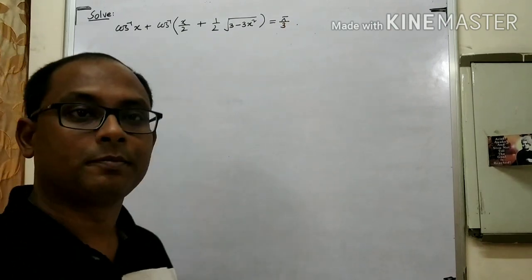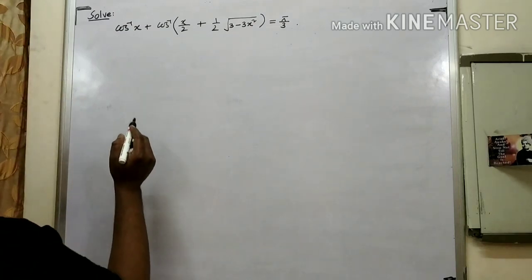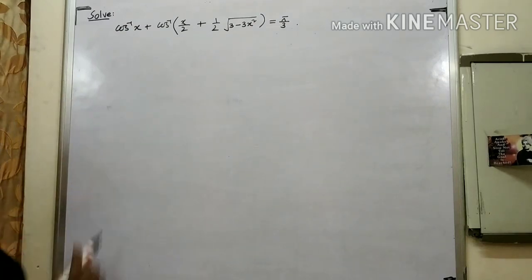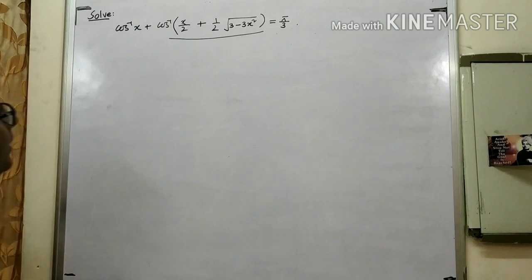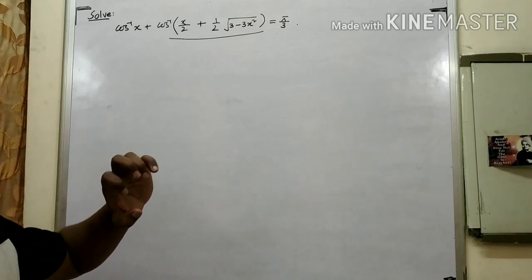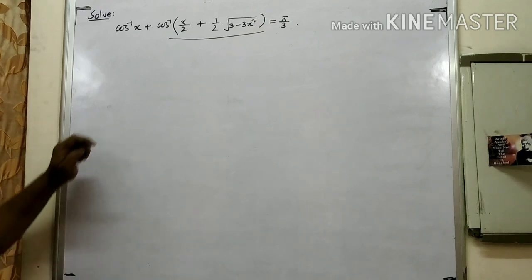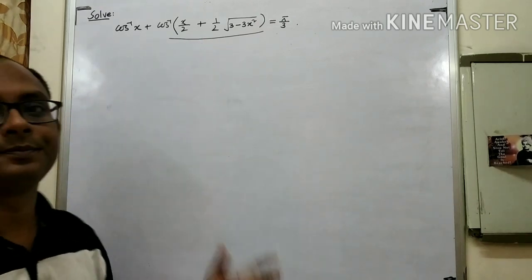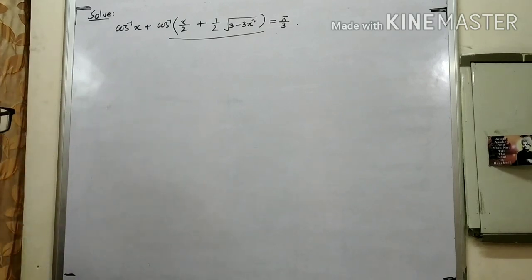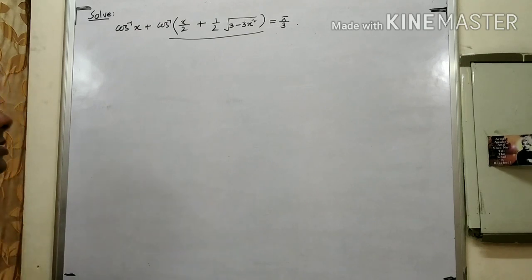To solve it, before going for anything, we'll observe this. Can it be simplified? Can any identity be used here? That we have to think. Whenever this kind of question comes, we have to work on that. Can it be simplified using some standard properties or standard identities?